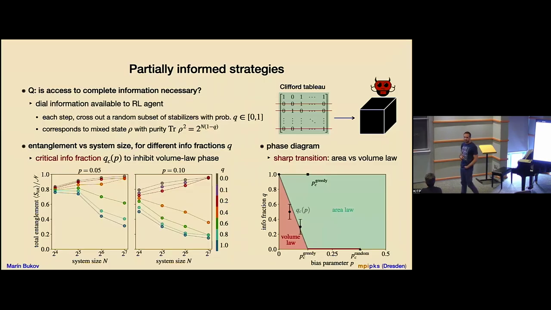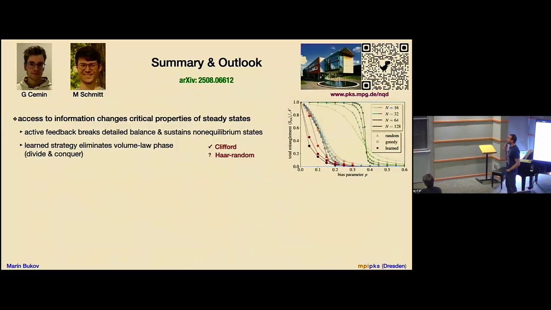Okay, I think I'm 5 minutes over time, so let me try to wrap it up. What I've shown you is that access to information can change the critical properties of steady states, even in unitary circuit dynamics. In particular, active feedback control breaks detailed balance and allows us to sustain non-equilibrium steady states. And not only that, but the learned strategies that we've found using reinforcement learning are capable of completely suppressing the volume law phase and leaving only an area law state. All of this has been done for Clifford circuits. One of the questions that we still have open is what will happen if you have a Haar random circuit. I can speculate on this, but we haven't done these simulations yet.